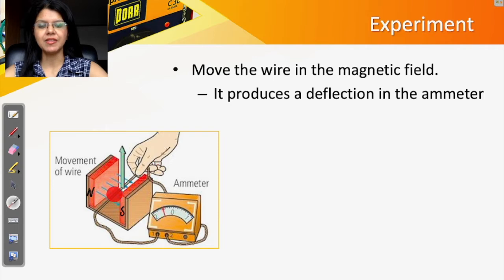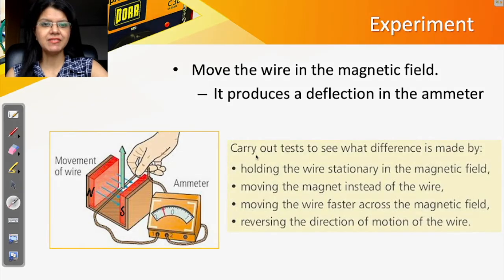This wire is not carrying any current. It is not connected to any power supply. It is not connected to any battery. It is just connected to an ammeter. We all understand ammeter is a device which measures current. Right? You do not see any source of current here. You do not see any battery or anything. But when you move this wire in the magnetic field, what you'll notice is that the needle of the ammeter starts deflecting. Needle deflects. It moves away from the zero. Why? That means that there was a current produced. Right?